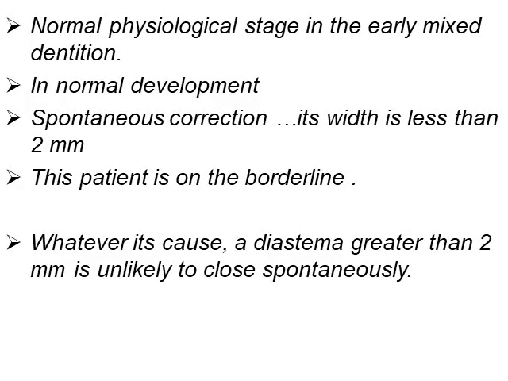A diastema is a normal physiological stage in the early mixed dentition when the frenum attachment passes between the upper central incisors to attach to the incisive papilla. In normal development, as the lateral incisors and canines erupt, this gap closes and the frenal attachment migrates labially to the attached mucosa.